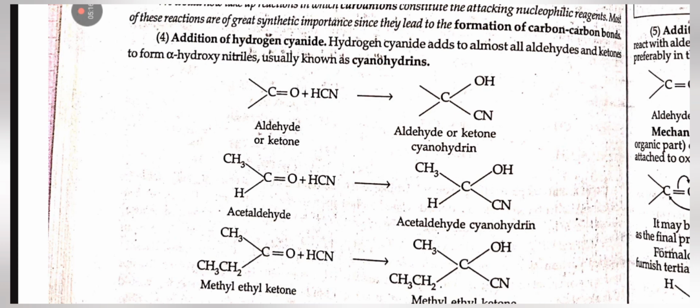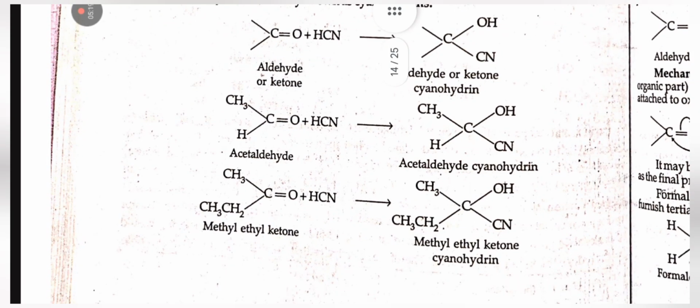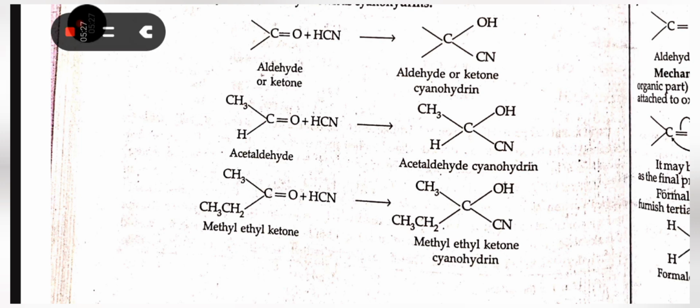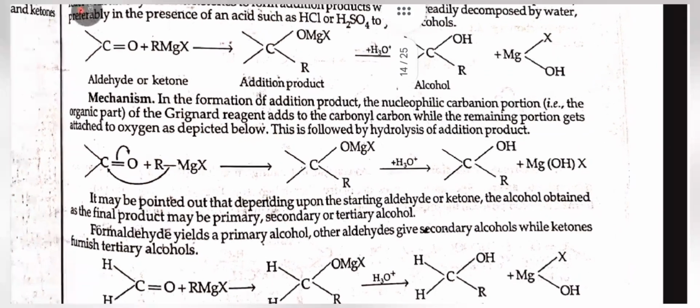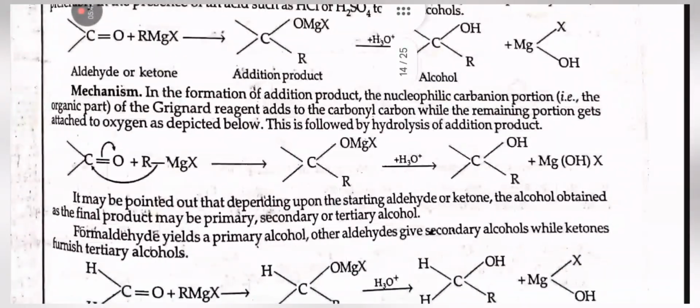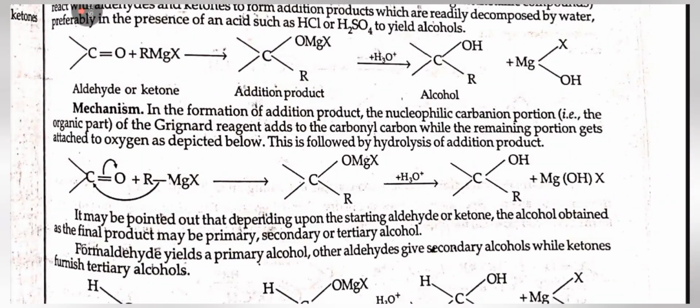Acetaldehyde plus HCN will give acetaldehyde cyanohydrin. Similarly, methyl ethyl ketone on reaction with HCN will give methyl ethyl ketone cyanohydrin. Fifth, addition of Grignard reagent. Grignard reagents react with aldehydes or ketones to form addition products which are readily decomposed by water, preferably in the presence of an acid such as HCl or H2SO4, to give alcohols. Aldehydes or ketones on reaction with RMgX will give an addition product. On further reaction this will give alcohol plus Mg(X)OH.